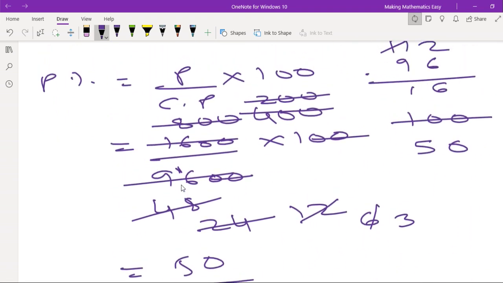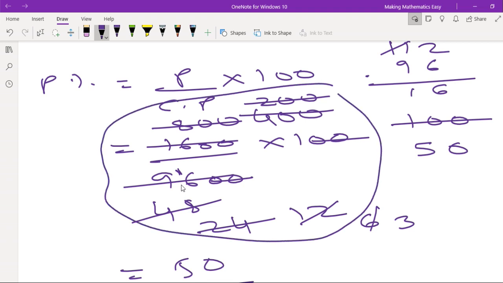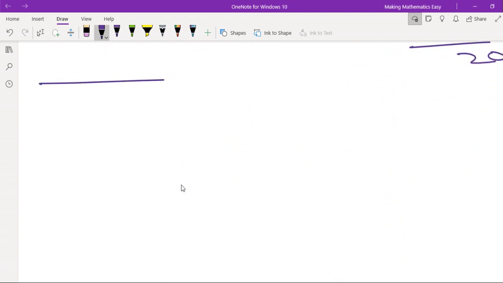In many sums for class 6th students, this kind of cancellation might be a difficult task. So in case you are not able to understand this calculation or cancellation, do let me know in the comment section. I can make a separate video on this, on how to do the cancellation and how to check whether you have done it correctly or not. Okay, so let's move on to sum number 4.